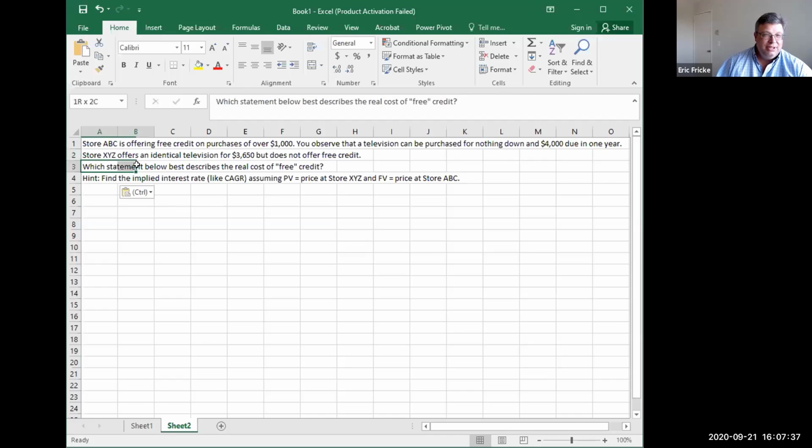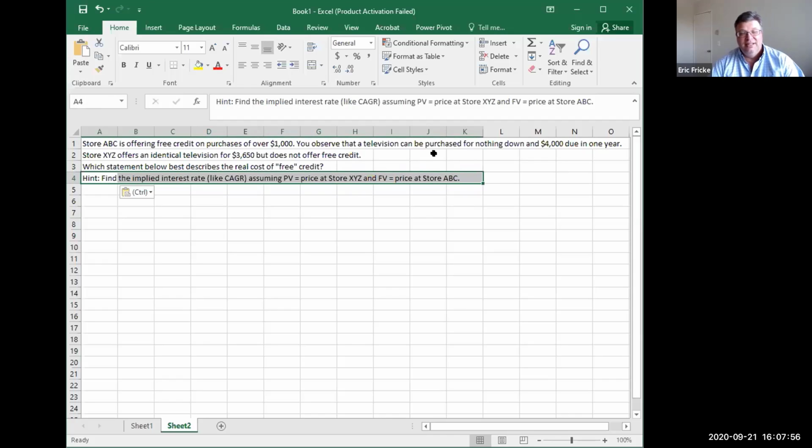So the question is, what statement best describes the real cost of free credit? So the point is it's not really free, and find the implied interest rate, assuming PV, the present value, is the price at store XYZ, the $36.50, and the future value is the price at store ABC, which was $4,000 due in 1 year. Okay, so let's go ahead and take a look at that.